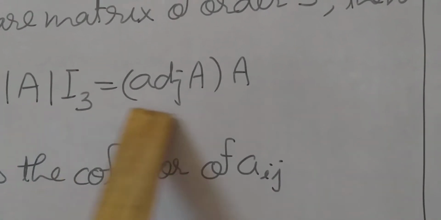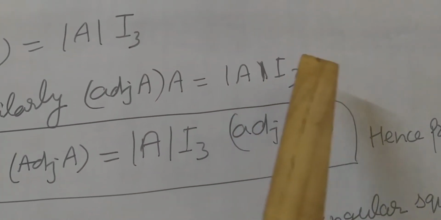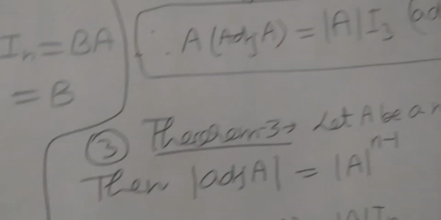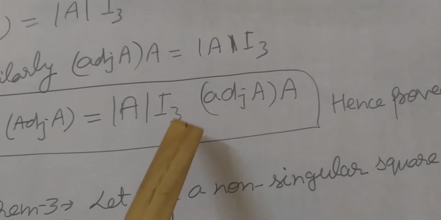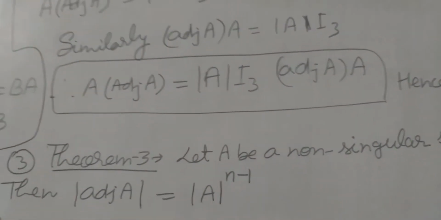Similarly, this part we can prove, students. That's why I have written similarly adjoint A into A equals determinant of A into I3. Okay then. So we have proved this, students: A into adjoint A equals determinant of A into I3 equals adjoint A into A.